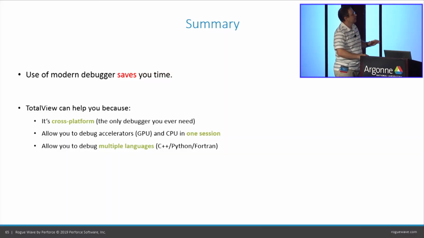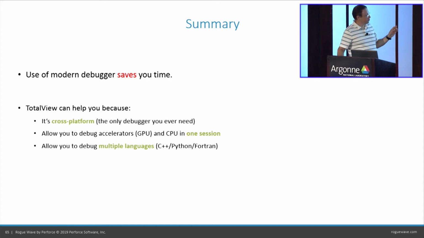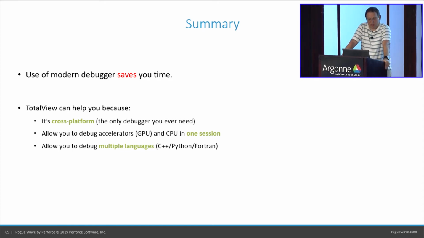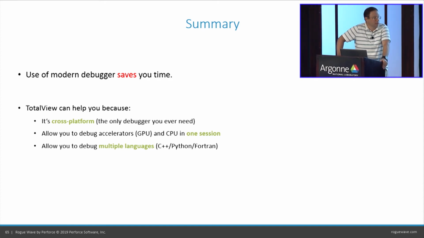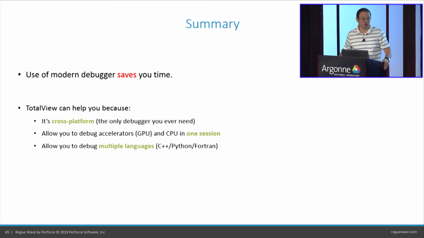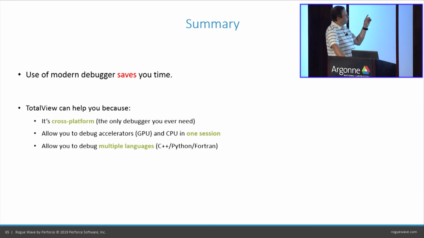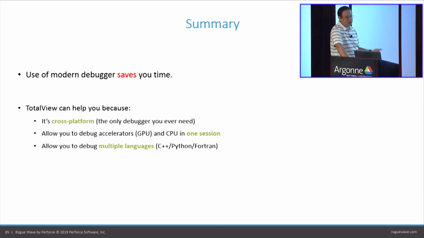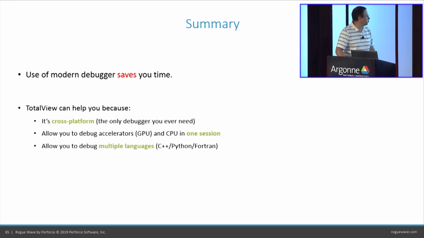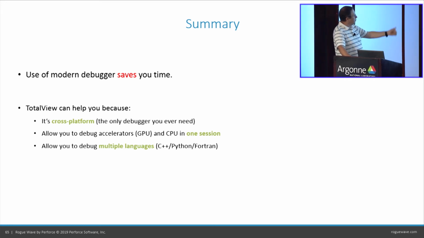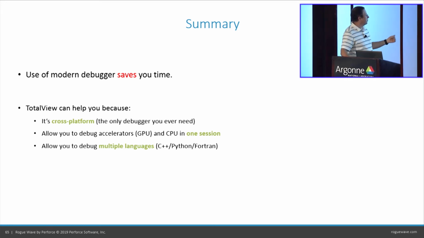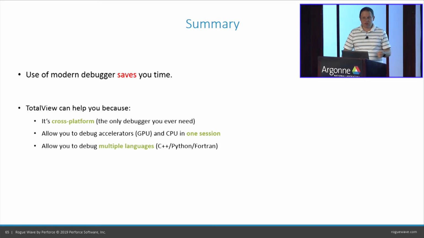Okay, let me go to the summary first. The use of modern debuggers saves you time, and a modern debugger like TotalView allows you to do more. If you compare, for example, with printf, it allows you to work cross-platform, so you don't need to learn each tool on each platform. It allows you to debug accelerators and multiple languages.